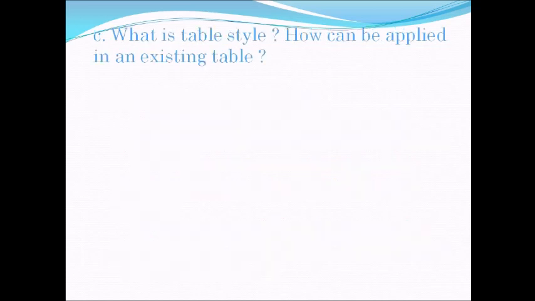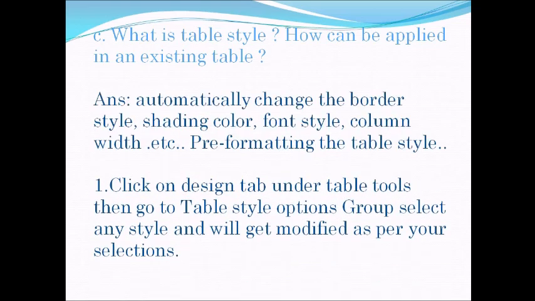Then next, question 3. What is table style and how can it be applied to an existing table? The answer is, this is the definition of table style: it automatically changes the border style, shading color, font style and column width, meaning pre-formatting the table. These are the steps. First, click on the design tab under the table tools. Then go to the table style option group, select a style, and the table will be modified as per your selection.